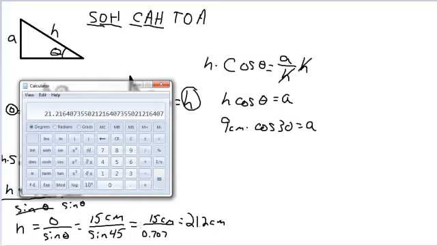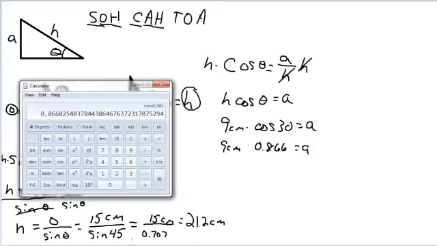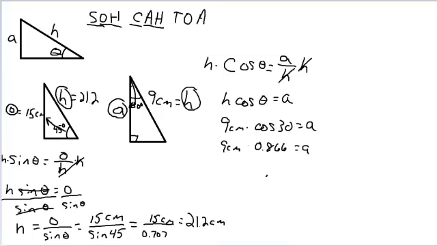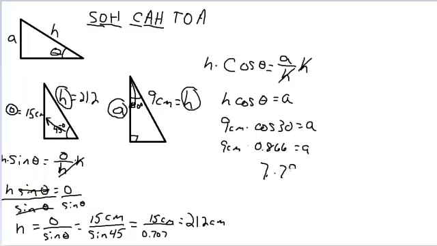Come out to our calculator, cosine of 30, clear it, 30 cosine, 0.866. 9 centimeters times that is A. So I'm going to take this value and multiply it by 9. 7.79. Check that, 7.79, yeah. 7.79 centimeters. So that would be the length of this side here.